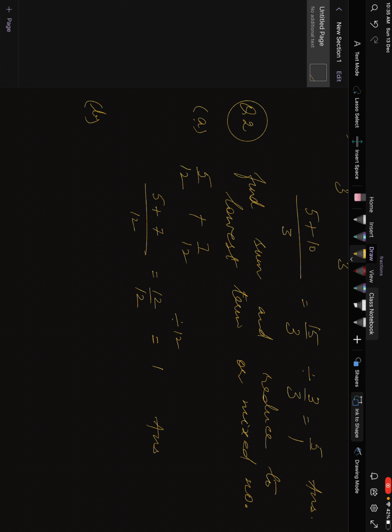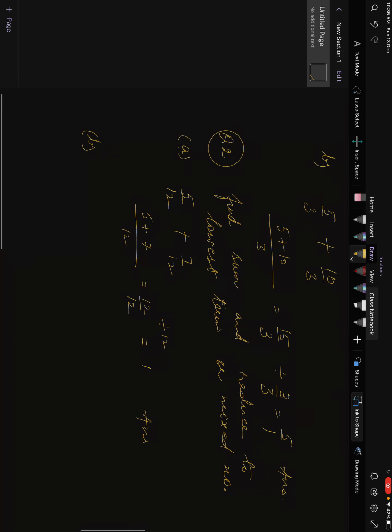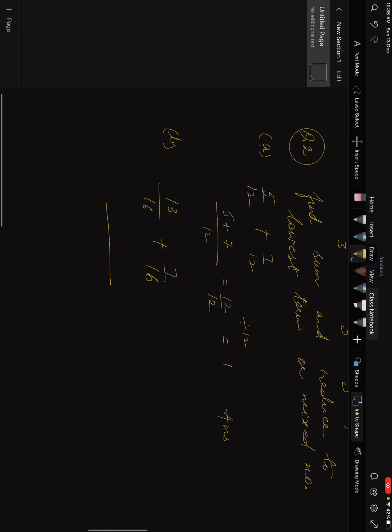You may find the answer where you cannot reduce it to the lowest term. 13 upon 16 plus 7 upon 16. Right? There is a possibility you get a whole number. There is a possibility you don't get a whole number. So 16 is your denominator. 13 plus 7, you get 20 upon 16.